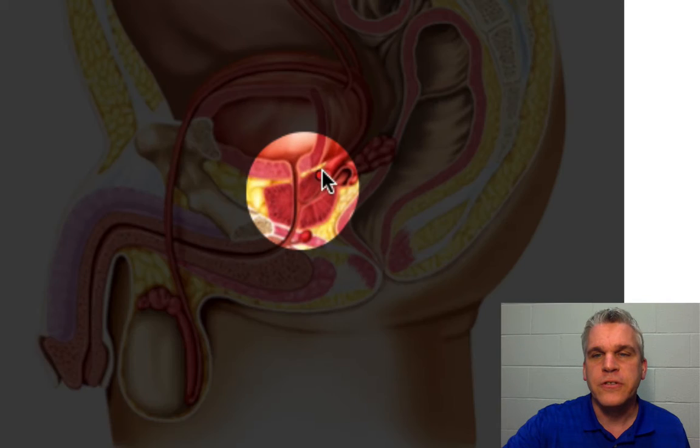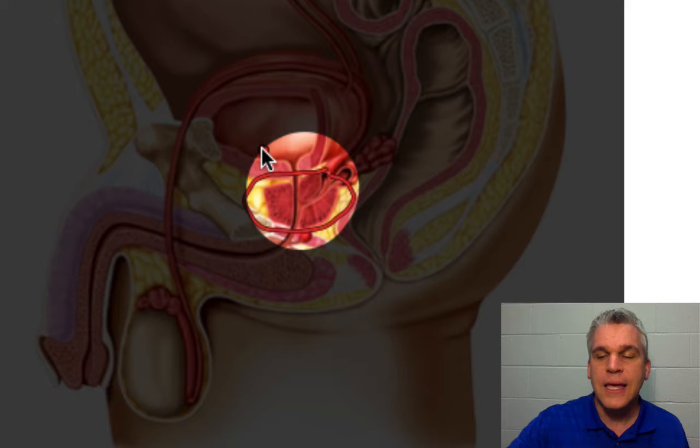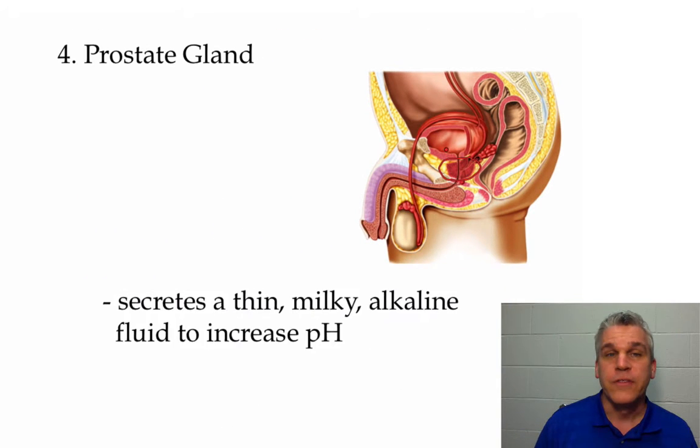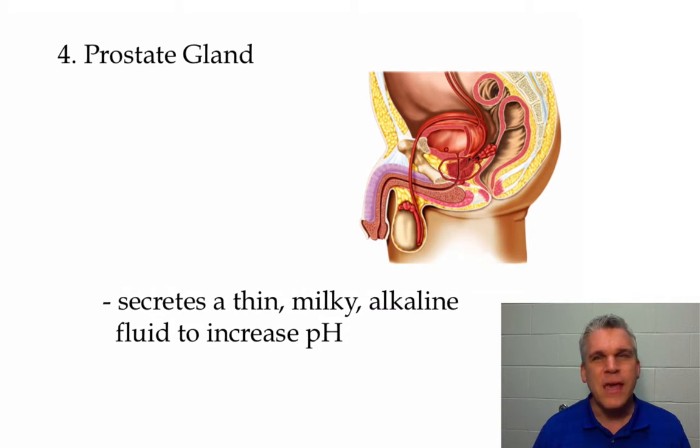The next structure, this large structure here, is the prostate gland. The prostate gland also produces a fluid. The job of the prostate gland's fluid is to increase the pH. So the sperm like to have a pH just slightly above 7. The problem is, in the woman's body, the pH is slightly acidic, and that can quickly kill many sperm.